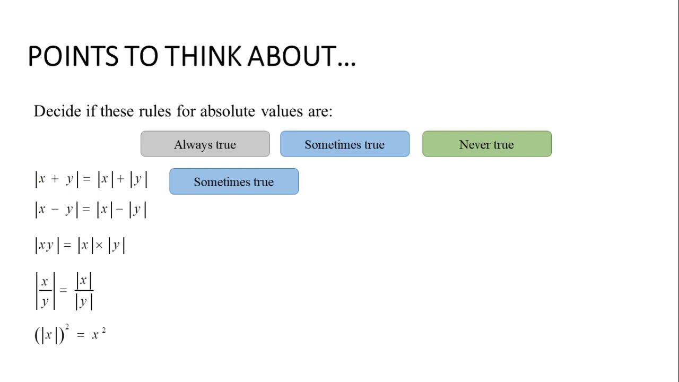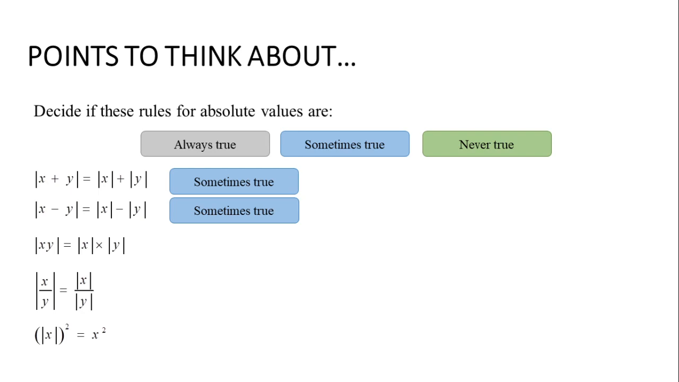Take a look at, for example, this one: 5 plus negative 5. What is 5 plus negative 5? It is equivalent to 0. The absolute value of 0 is still 0. But if I put 5 here, this will become 5. If I put negative 5 on the y, it will still become 5, because the absolute value of negative 5 is 5. 5 plus 5 is equal to 10, which is not equal to the 0 a while ago. So it is sometimes true. The same thing applies if you are subtracting. So it is sometimes true.